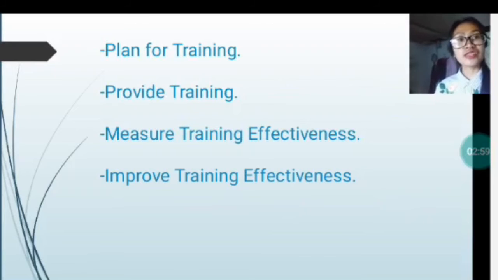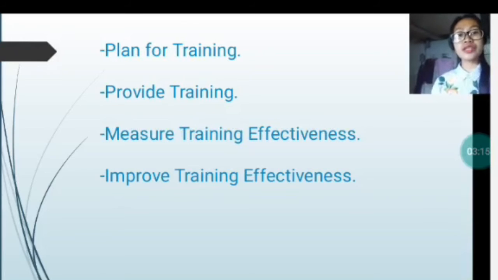Next is to provide training. Employees should be reported for training as planned. Measure training effectiveness. After the employee undergoes training, the effectiveness of training should be assessed formally. Next is to improve training effectiveness. Both preventive and corrective actions should be taken in improving the effectiveness of the training program.